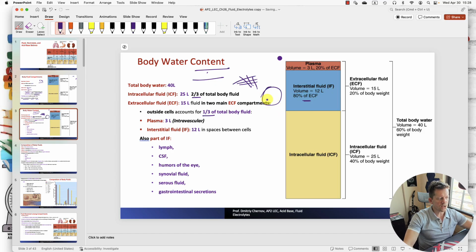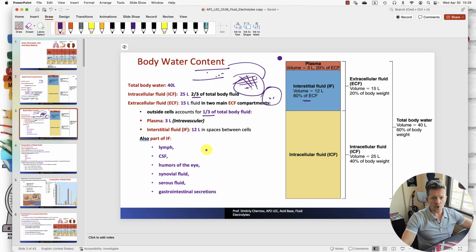The cells carry more water compared to both interstitial fluid and intravascular fluid, but interstitial fluid has more water compared to the blood plasma. So that's where we have edema. Usually we have edema in the interstitial space, and solutes can affect the water movement from the cell into the interstitial space, or from the blood vessels, or vice versa.